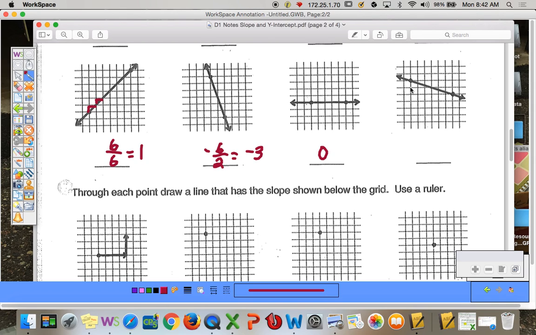This one goes down 1, 2, and it goes over 1, 2, 3, 4, 5, 6. So down 2 over 6. If we reduce that, they're both even numbers. We can divide each by 2. Negative 2 divided by 2 is negative 1. 6 divided by 2 is 3. So this slope is negative 1/3. In other words, we can go down 1 and over 3 to get to the next point.